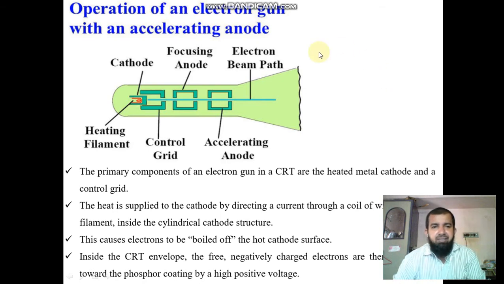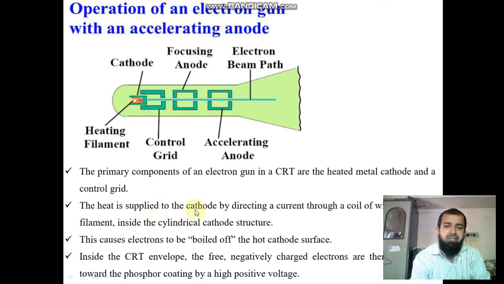Next, operation of an electron gun with an accelerating anode. The primary components of the electron gun in a CRT are a heated metal cathode and a control grid.